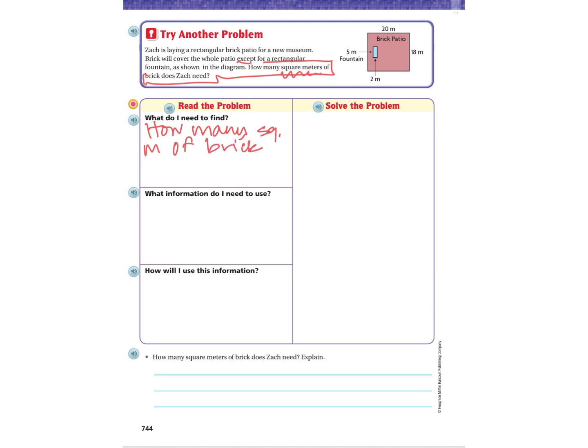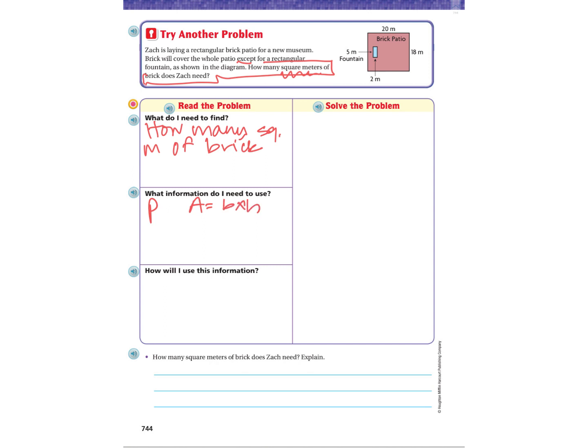Okay. All right, what information do I need to use? The length and the base and the height. Yeah, base and the height of both. So the patio area, so let's write area equals base times height.